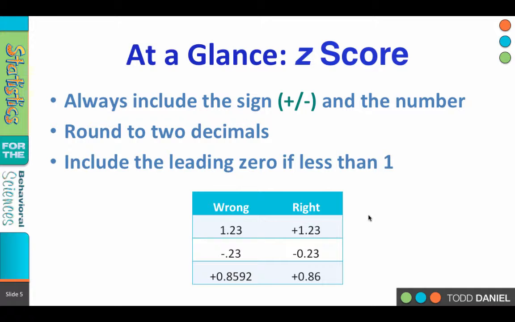So let's review to see what is right and wrong about these examples. In the first example, with a 1.23, what's wrong? Did not include a positive sign. What's wrong with the second example? Didn't include that leading 0. And what's wrong with the third example? Didn't round to 2 decimal places. So notice the pattern for this z-score. You will be using this pattern for all examples of z-scores that you will be writing.